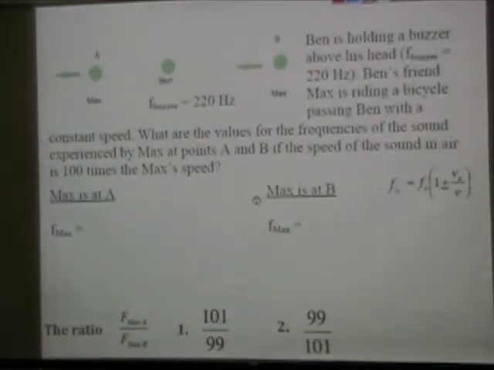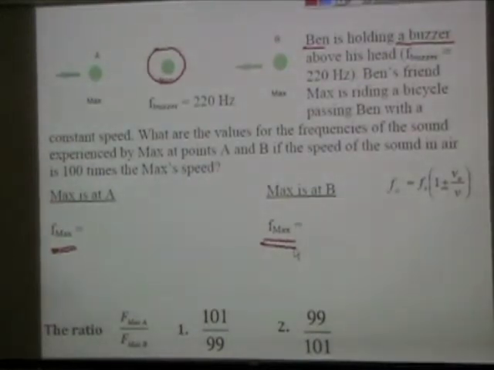Well, this is a good practice problem. I'm going to ask you only one question out of many. What is happening here? So, Ben is holding a buzzer. Well, so sound waves travel in all directions away from the guy. And Max is traveling on a bicycle. So, the question is about the frequency of the sound experienced by Max. Since Max is moving, he is a moving observer. And since Ben doesn't move, that means the source is at rest. This is our equation, which basically we can plug the numbers into and solve.